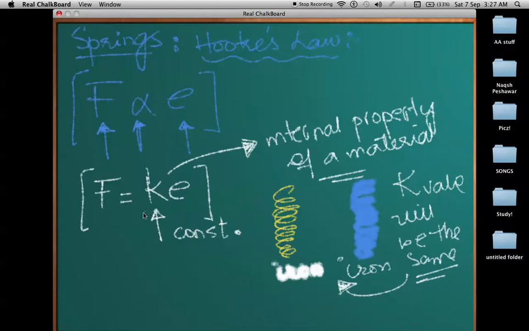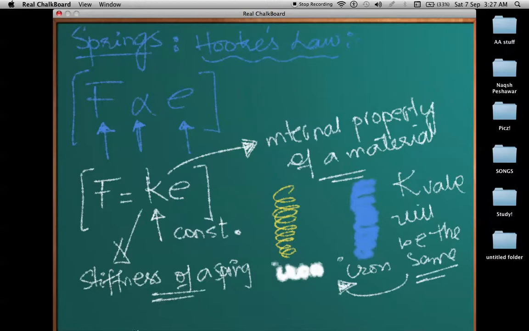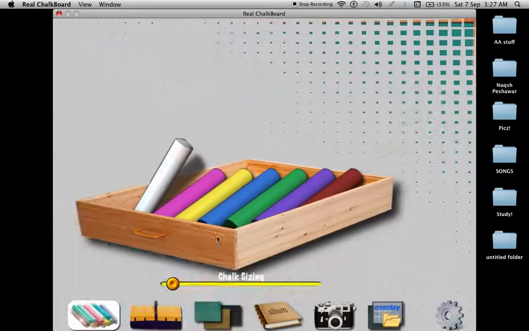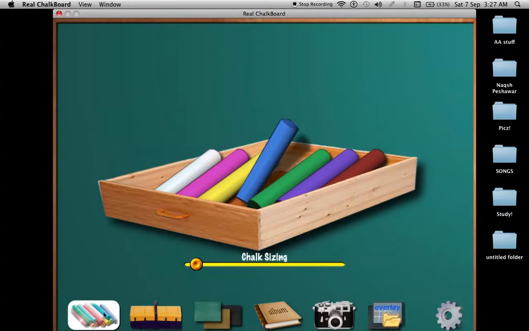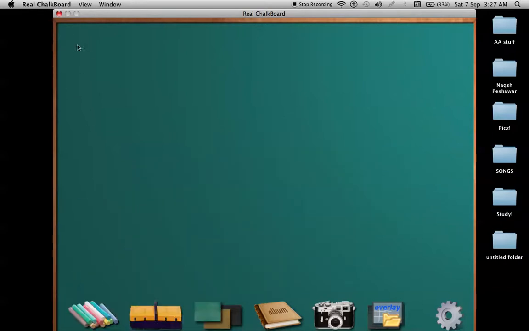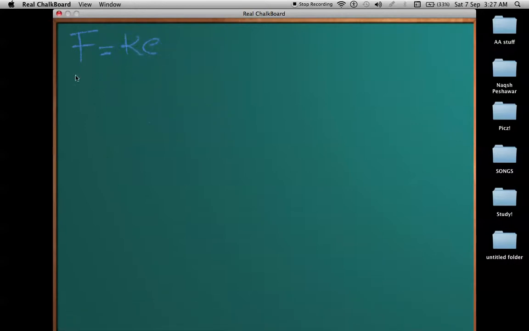But what is the K value? The K value is also known as the stiffness of a spring. Now let's see how I could just say it like that, because in physics we're not allowed to say anything like that without proving it. So let's see, F is equal to KE. This is our formula, but this is the force. This, as I said, is the stiffness, and this is the extension.